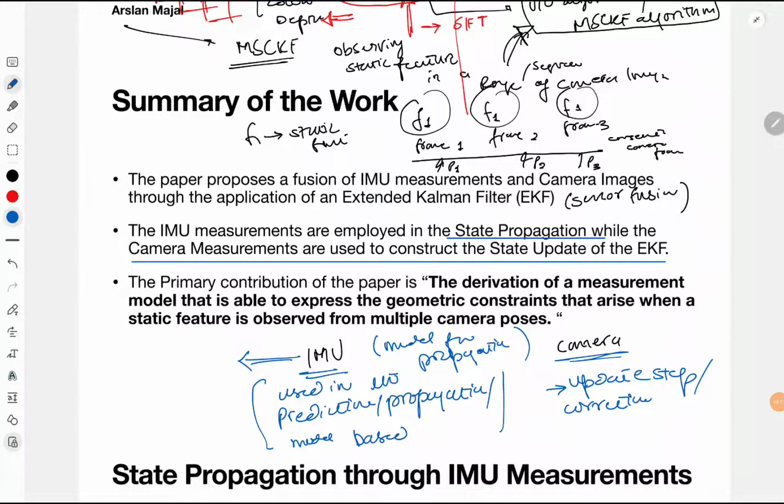But the primary contribution of this paper is the derivation of a measurement model. So in usual Kalman filters, you would have a linear or non-linear measurement model which relates your predictions to sensor measurements. This is what your measurement model does.